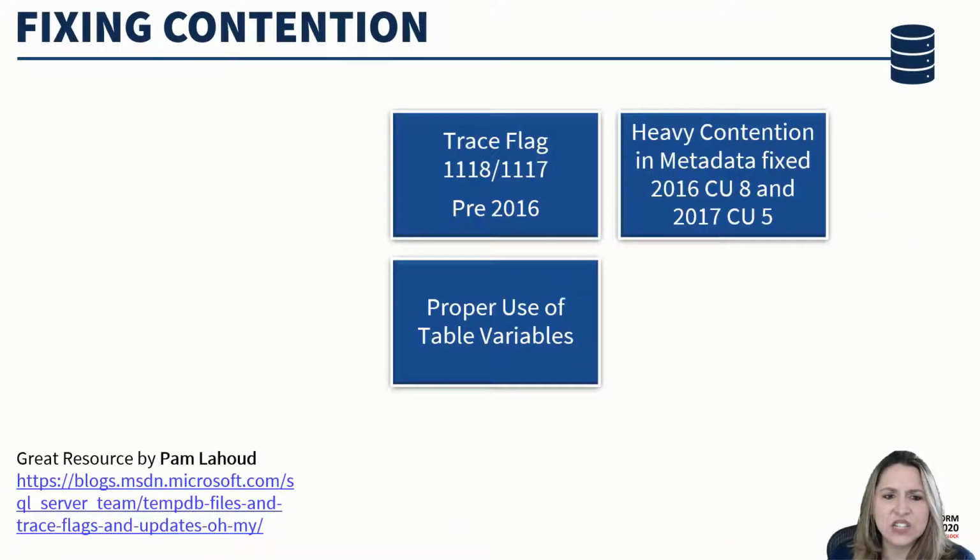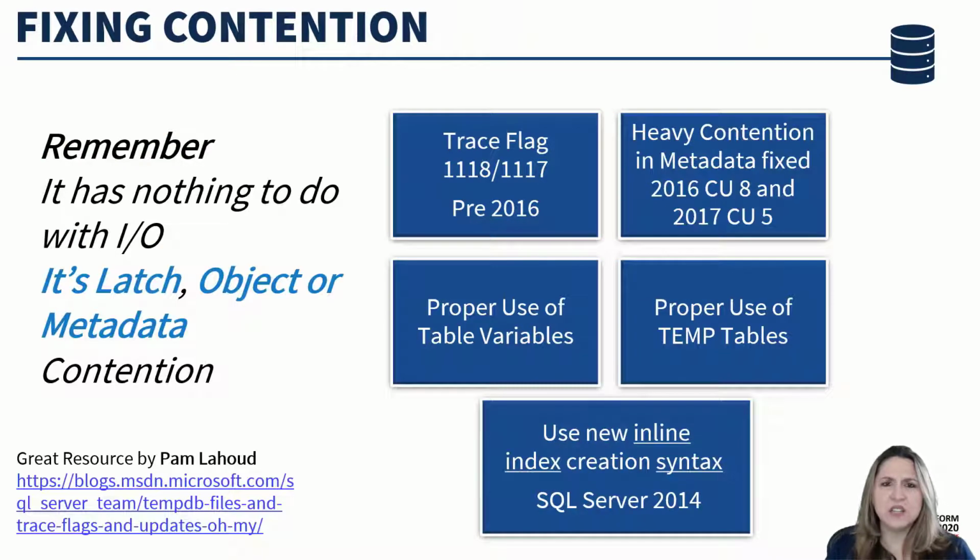So, fixing contention. The big thing here, and this is what I just tried to explain, is it's not about I/O, right? It's not about the throughput I/O inside Tempdb. You want it to be as fast as possible because you want the contention and the allocation to happen and the metadata to be written as fast as possible. And that's what you're fighting over, okay?